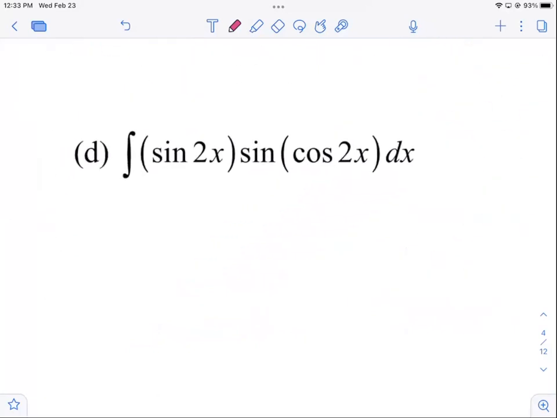All right, look at this one. It almost looks like a misprint, right? Sine of 2x times sine of cosine of 2x. Nothing really needs to be rewritten here, but you might want to add parentheses to help yourself see inside functions. Now there are 2 factors here. You've got this factor and you've got this whole factor. Again, the second factor looks more complicated because it has an extra layer.